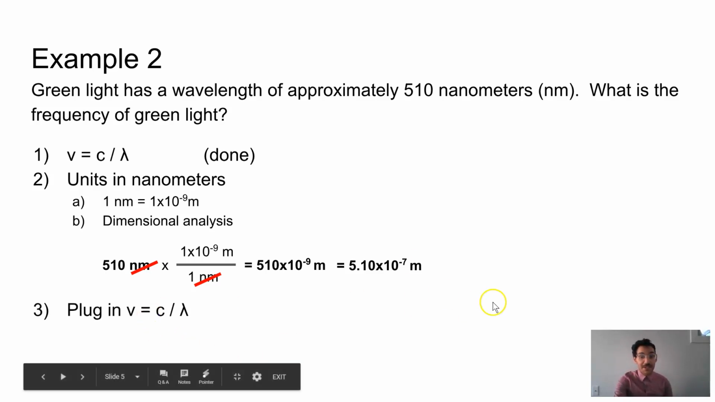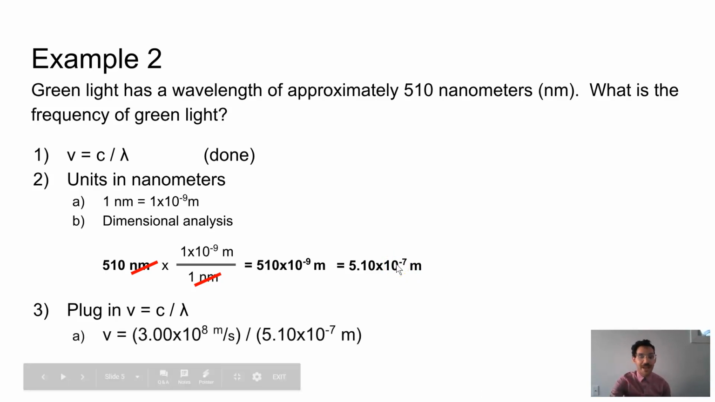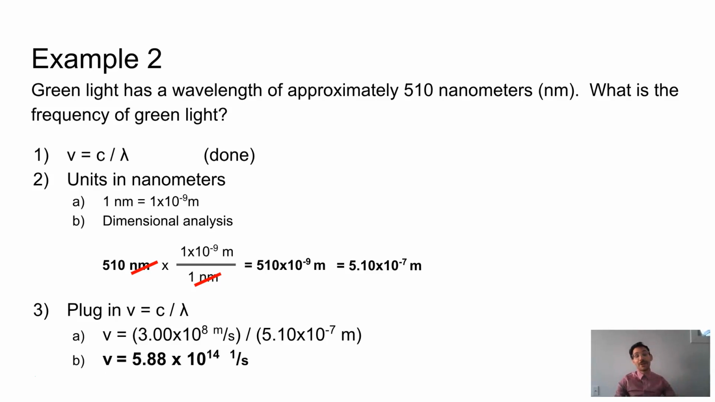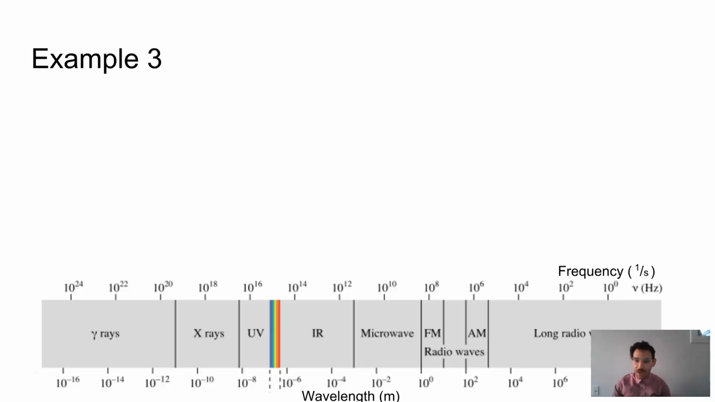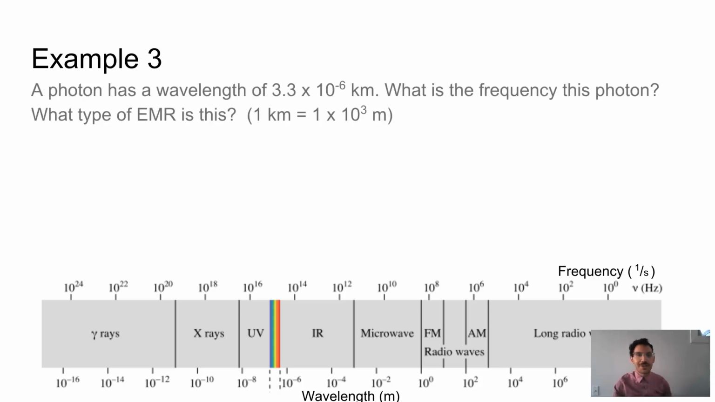I'll do the speed of light divided by my wavelength. And so that's going to give me a fabulous answer for frequency of 5.88 times 10 to the 14th hertz. Cool, let's try one more. And I'm going to ask you to just do this one on your own.